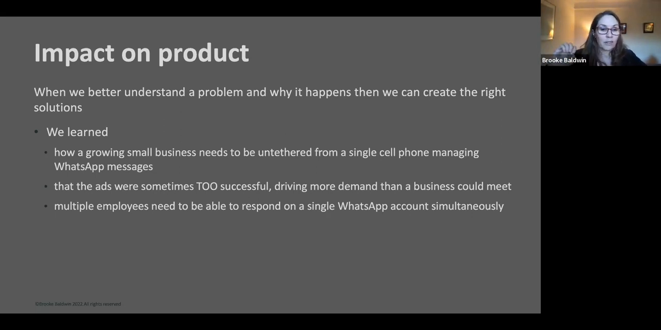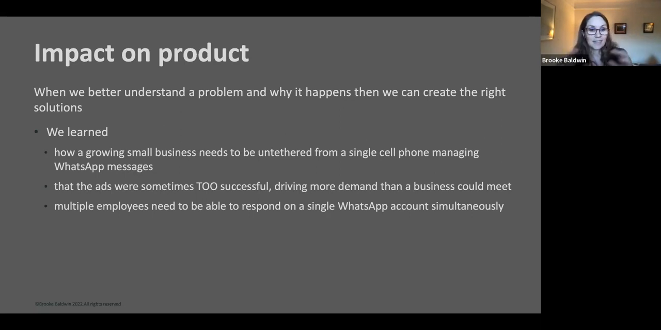Just very quickly, the impact on this is because we gathered all this information in the field, we learned some really important things. Small business owners needed to be untethered from a single cell phone. Historically, WhatsApp is one phone number, one instance. You can't share a phone number across things. You could do it on the web.